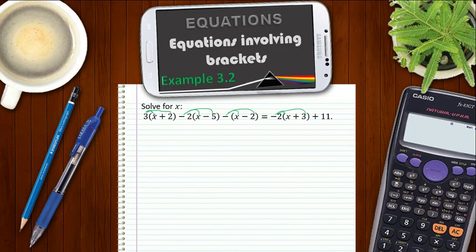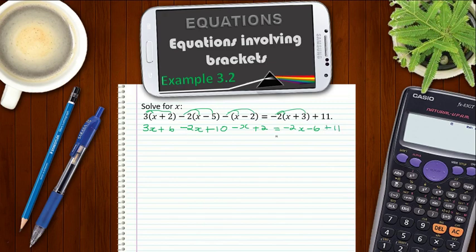Right, let's get started. So this becomes 3x plus 6. All right. Then this minus 2 gets multiplied in, and it becomes negative 2x. Now a minus and a minus gives me a plus. 2 times 5 is 10. Then taking this negative in becomes negative x. Minus and minus gives me plus 2. And then minus 2 times x is negative 2x. Minus 2 times positive 3 is negative 6 plus 11.